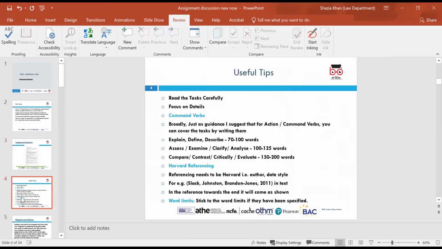So the useful tips is read the tasks carefully. Focus on the details, the command verbs. Broadly, just as guidance, I suggest an action plan for you. Explain, define, describe, compare, use Harvard referencing. And I'm going to reiterate this throughout the assignment, so there might be some repetition. Use Harvard system of referencing. Do you know how to use Harvard referencing system? Yes, I just used it with my criminal law assignment, which I passed. Yeah, and you could use something called Neil's Toolbox that would help you as well. That's really good. I'll show you that at the end, okay? Okay. Stick to your word limit as it's specified, okay?